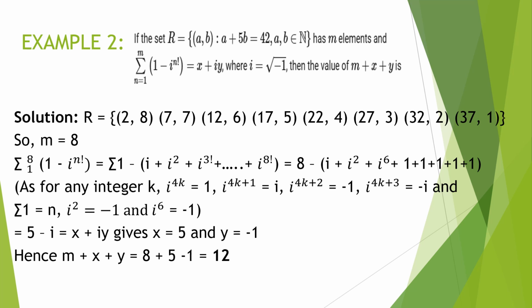So now you have i square is minus 1, i raised to 6 is i raised to 4k plus 2 times. So again it is minus 1. So putting these values and simplifying, we get 8 minus 3, which is 5 minus i. Now this is equal to a complex number x plus iy. So here x is 5 and y is minus 1. So now we have m, x and y. Putting the values, we have m plus x plus y is equal to 12. So 12 is the answer.